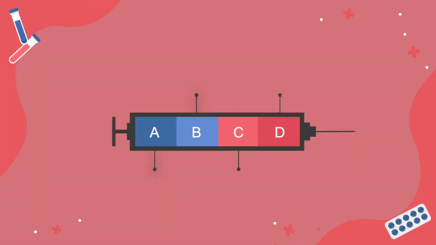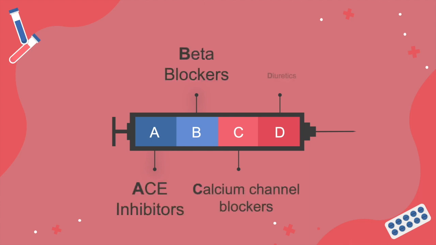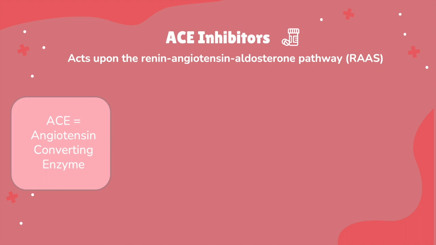The simple acronym ABCD can be used to remember the most commonly prescribed antihypertensives: ACE inhibitors, beta blockers, calcium channel blockers, and diuretics. Today we will delve into ACE inhibitors, which are one of the most commonly prescribed classes of antihypertensives. ACE stands for angiotensin-converting enzyme. ACE inhibitors reduce blood pressure by acting on the renin-angiotensin-aldosterone pathway.